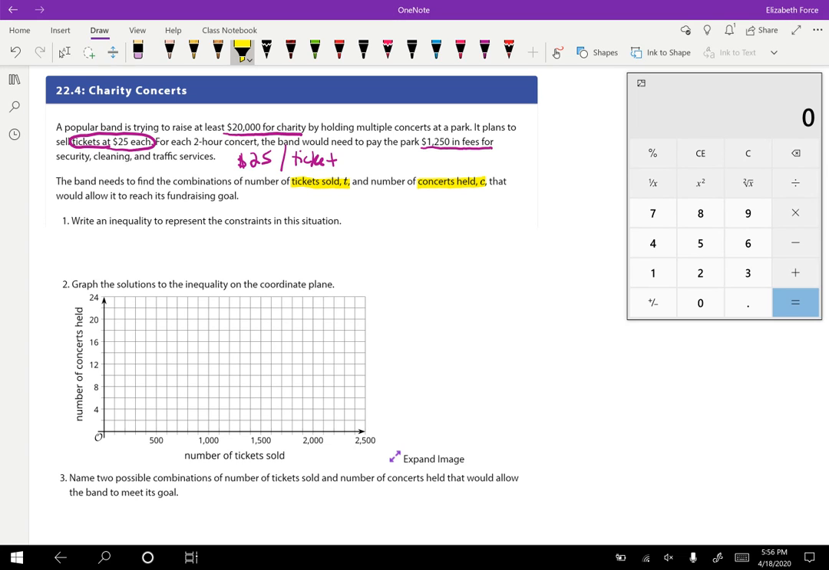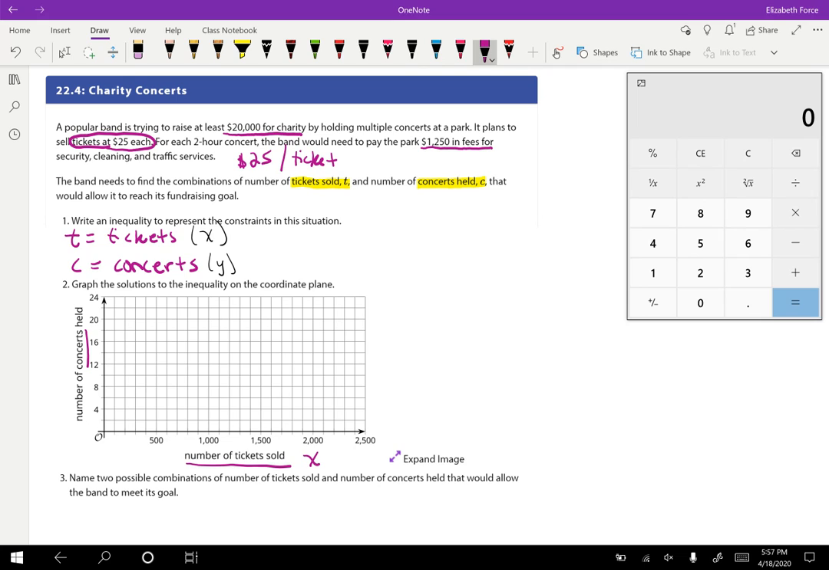Write an inequality to represent the constraints in this situation. So I know that tickets is T. So T is equal to tickets. C is equal to concerts. And if you take a look at the graph, they are telling you on the x-axis, right over here, they're putting tickets on the x-axis. So it might be important to remember that tickets is representing x and concerts is on the y-axis. So concerts is representing the y.